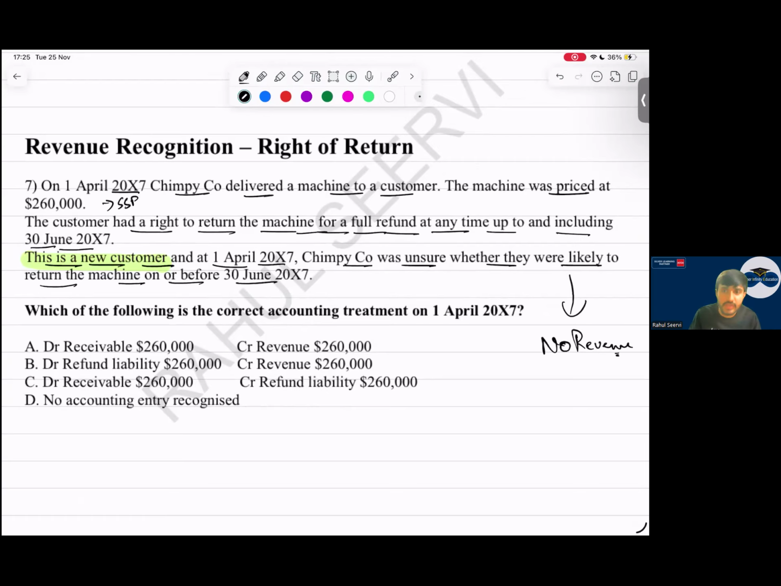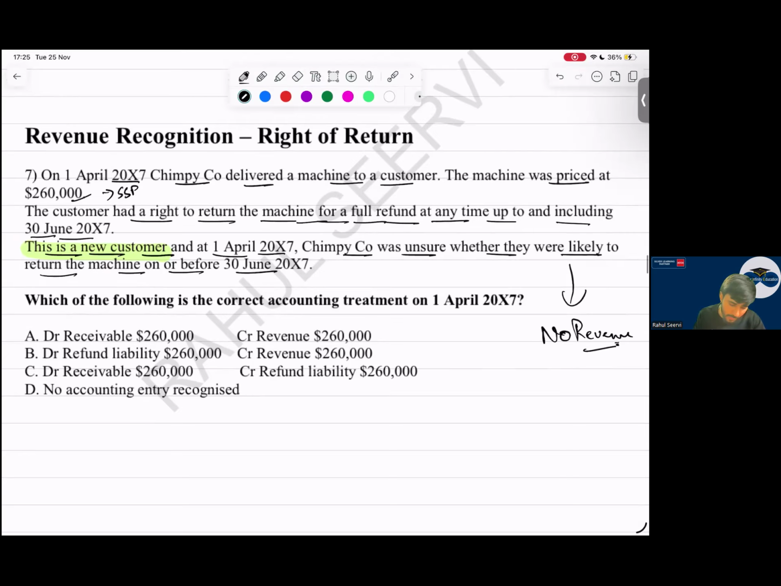Why? Because if you remember, in sale with right to return, the sale will only be recorded for the goods which will be with the customer if they have the right to return. And if we know that the customer will return, we will not recognize revenue. And sir, it is very difficult to judge whether the customer will return or not. In that case also, we will not recognize revenue. So here what should the company do? We have delivered it, but you have not received the amount.